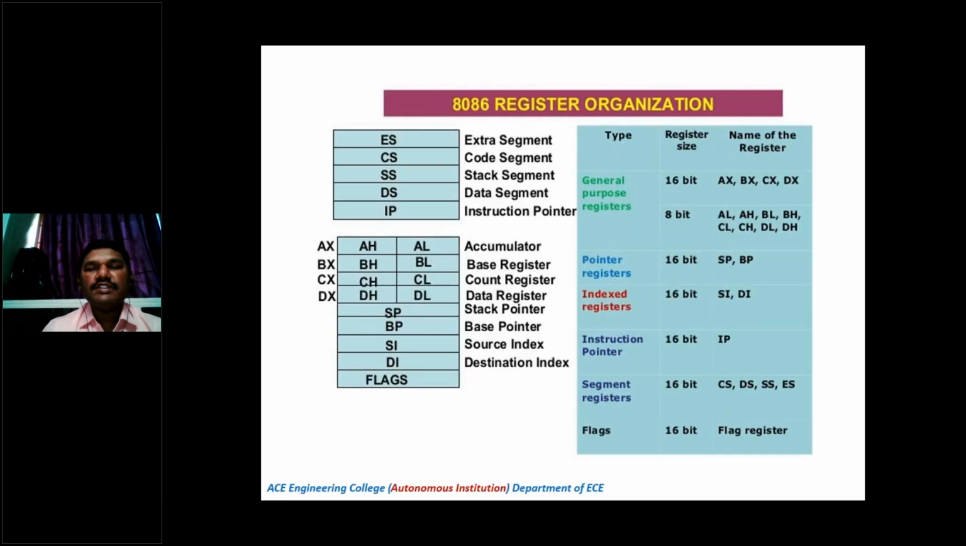And here are the different types of registers. There are 14 registers: general purpose, pointer, index, instruction pointer, segment register, and flag. These are the 14 registers in 8086.